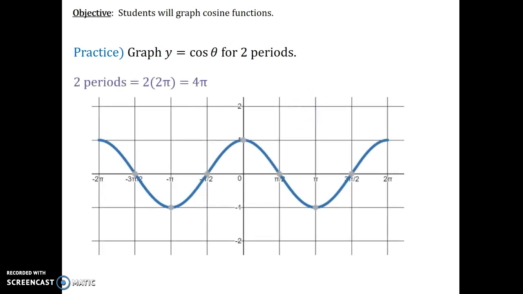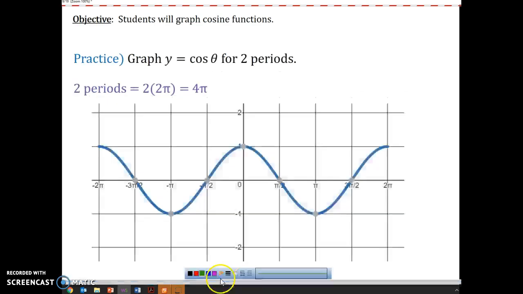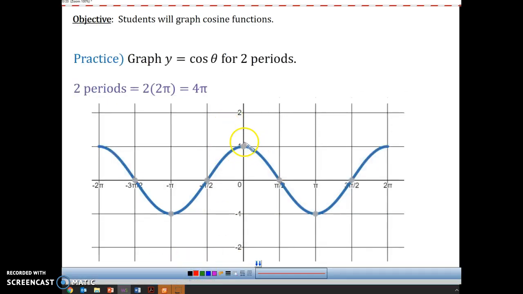Okay, and here is the solution. Hopefully you got that right. Double check a couple of things. One, is your amplitude at 1? Is your maximum and minimum at 1 and negative 1? Also at 0, you should start at a maximum. So it should go maximum, intercept, minimum, intercept, maximum.